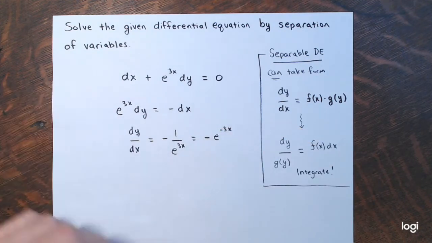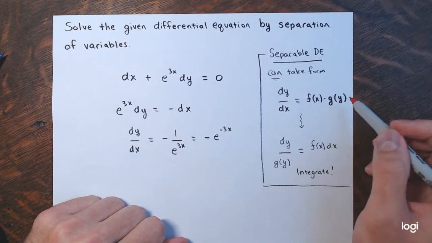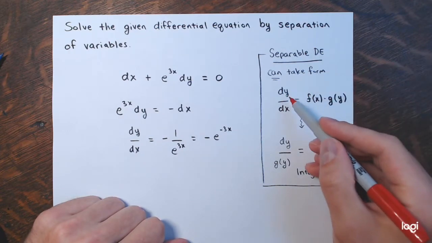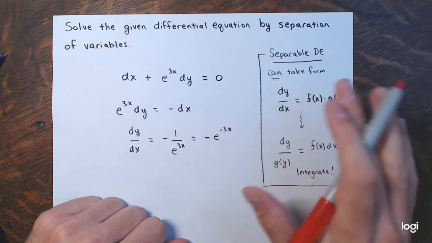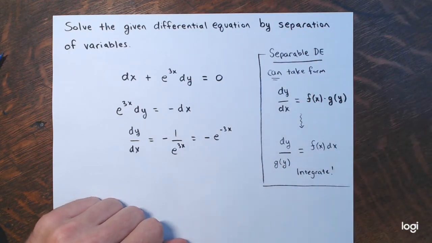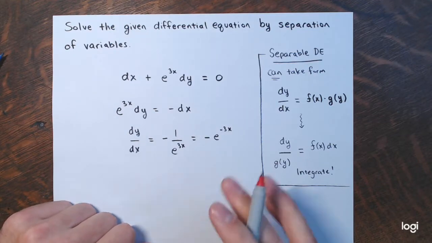One other thing to point out is that the variables don't have to be y and x. Sometimes it might be y and t, or s and r, whatever. Just know that the variables don't have to be y and x. You may come across problems with other variables, but you still treat them the same.